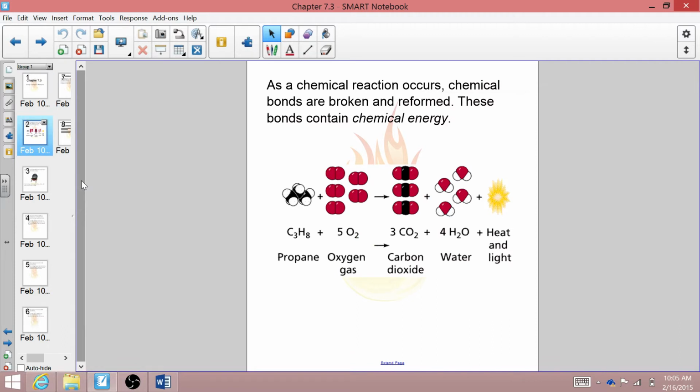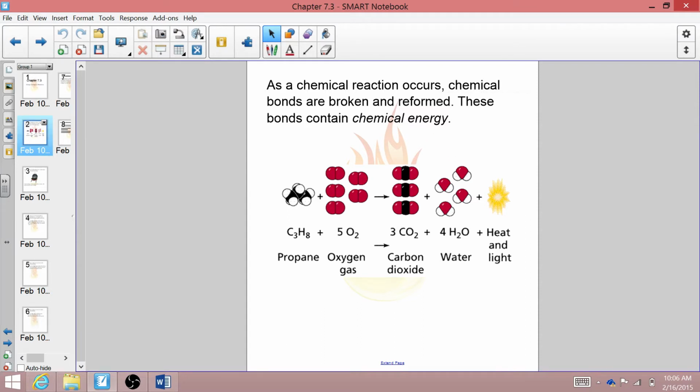So as a chemical reaction occurs, chemical bonds are broken and then reformed. This has to happen because whatever compounds or elements we start with in the beginning of our reaction end up changing to completely new compounds or elements in the end because of the formation of these different bonds. An example is when we take propane and oxygen, and the bonds between these things break and then they reform to make carbon dioxide and water.